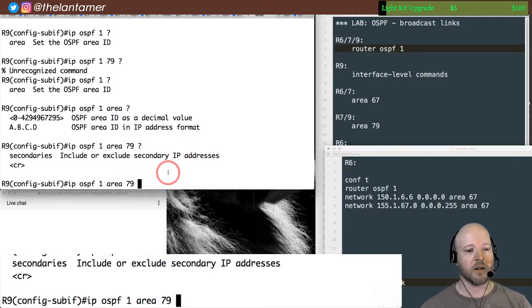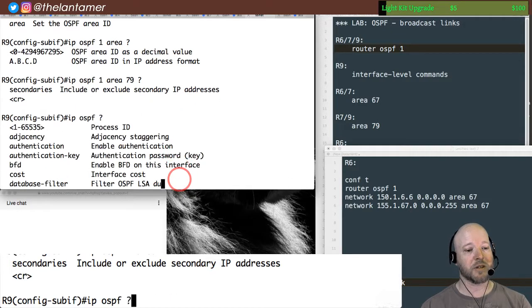It will run OSPF process identifier number 1. Okay. Include or exclude secondary IP address. The default is to include, from what I understand. So what are the other IP OSPF commands we can use here?